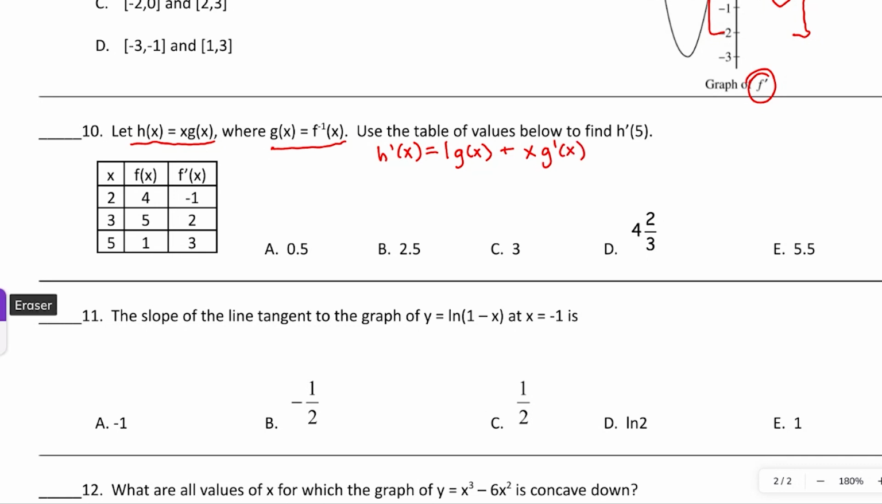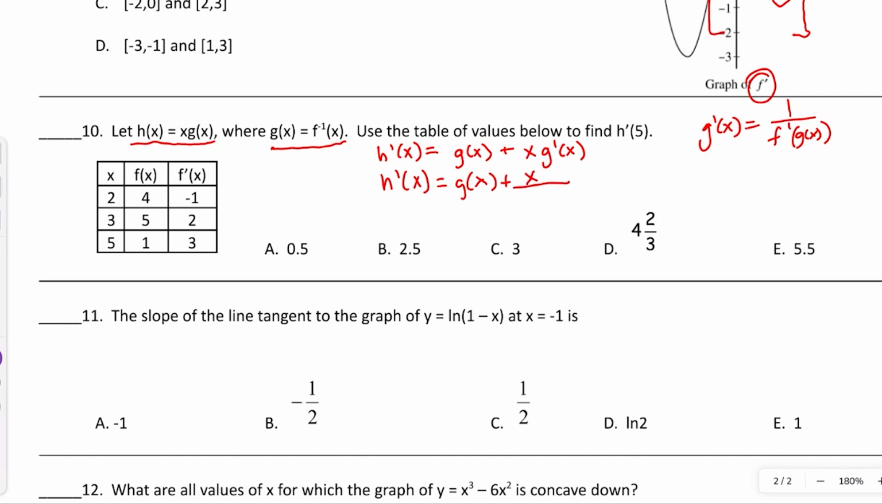Now, if we're going to use this table, you might want to go ahead and actually figure out what g prime is. Like, what is the derivative of the inverse of f? So the derivative of the inverse of f, so g prime, is going to be 1 over f prime of g of x. So I think I'll go ahead and write h prime as g of x plus x times that, which would be x over f prime of g of x.